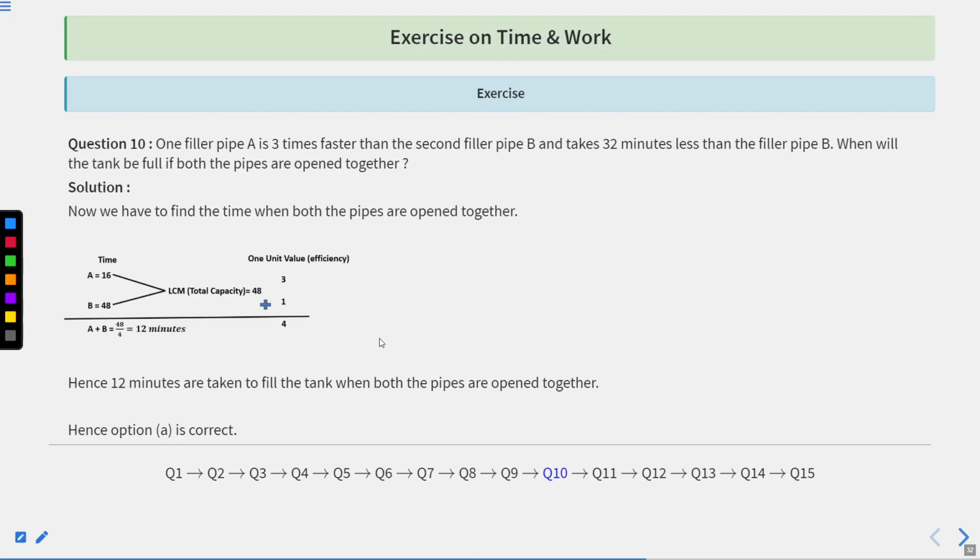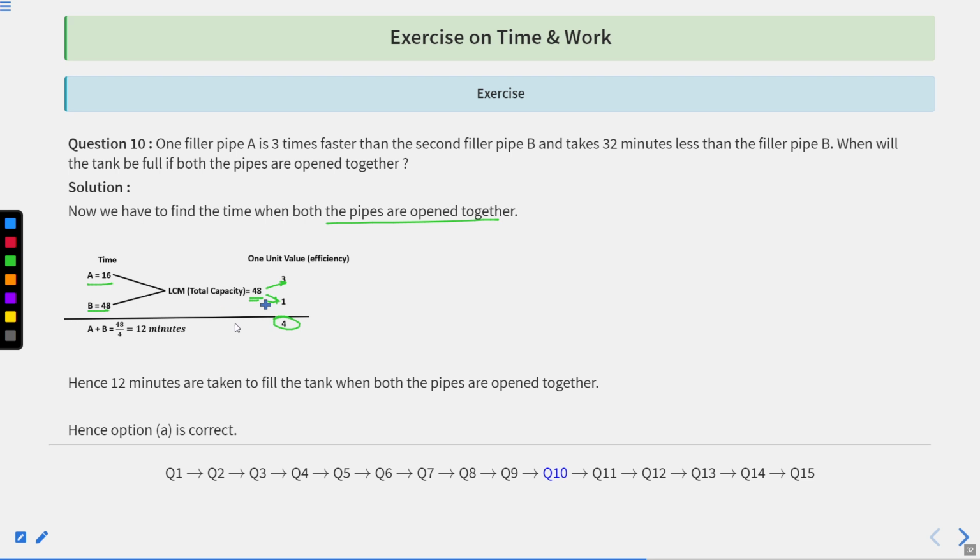So now we have to find the time when both pipes are opened together. The time taken by A is 16 and B is 48 minutes. So the total capacity is 48 units. The efficiency of A will be 48 divided by 16, that is 3, and the efficiency of B will be 48 divided by 48, that is 1. So the combined efficiency is 3 plus 1 equal to 4.